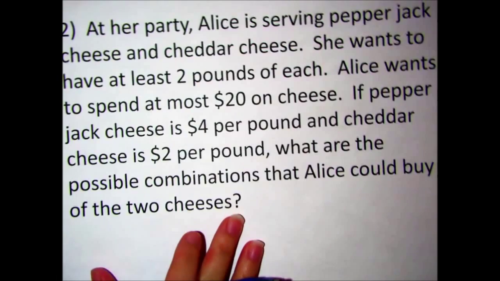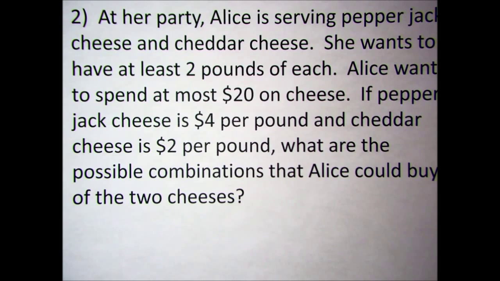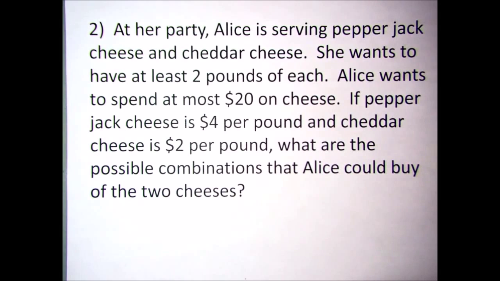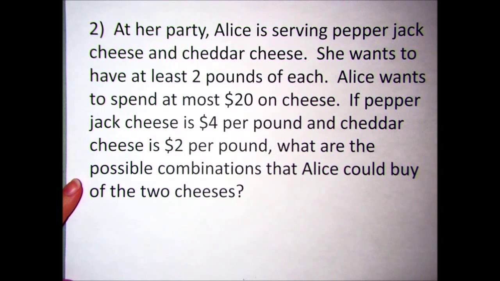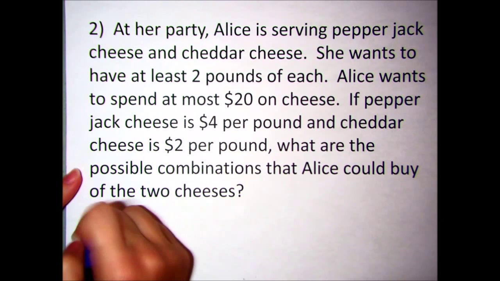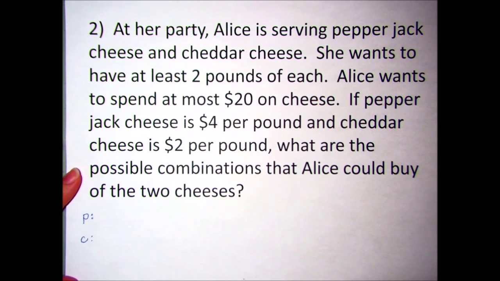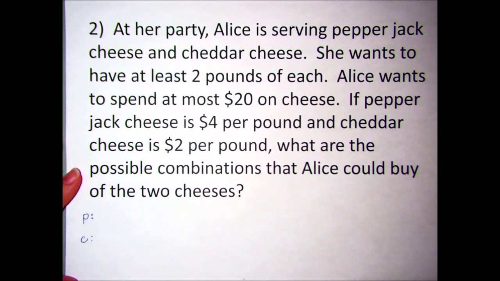Then you also have problems where you have to actually write the system of equations. And so I'm going to zoom out here just a little bit. There we go. It says, at our party, Alice is serving pepper jack cheese and cheddar cheese. She wants to have at least 2 pounds of each. She wants to spend at most $20 on cheese. So we've got 2 different kinds. We've got P for pepper jack, and we're going to do C for cheddar cheese. Look at the question. What are the possible combinations she could buy of the 2 cheeses?